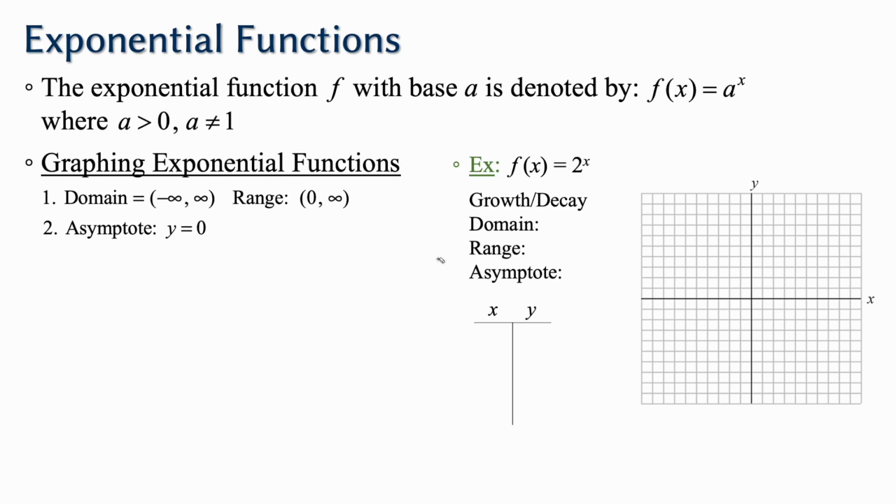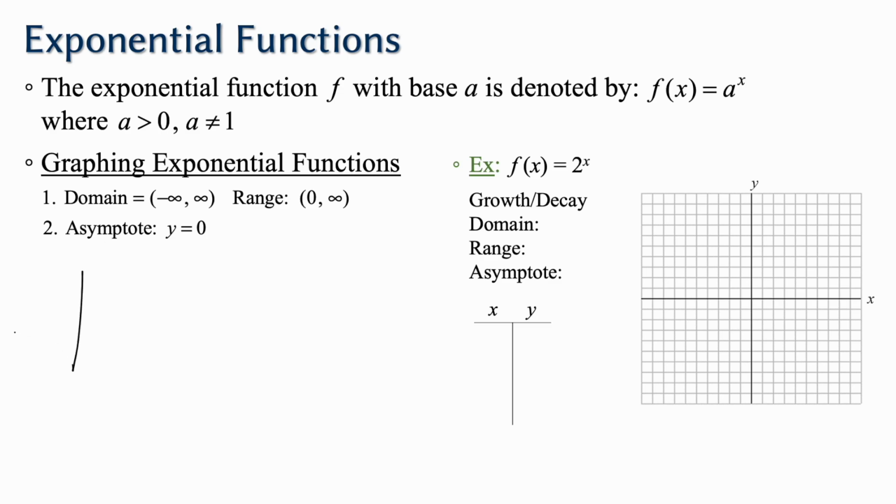So let's start with a really basic example. Let's just graph f(x) = 2^x. So in this case, we don't have any transformations going on. So what we're going to do is simply plug in some easy numbers and make the graph happen. So the first thing we have to realize is, is it growth or decay? Well, to understand whether it's growth or decay, you want to know what the shape is.